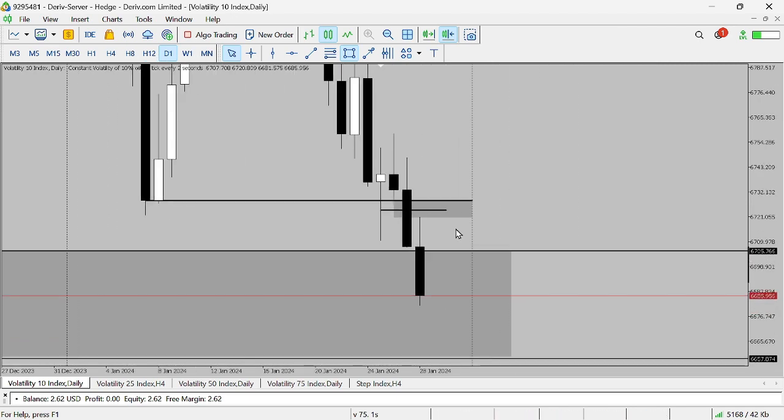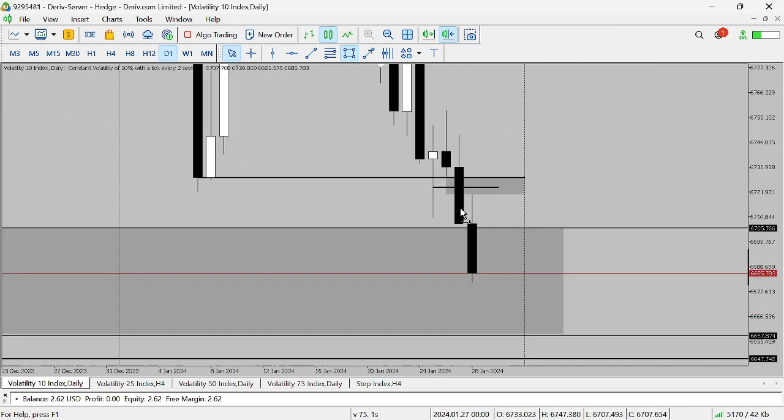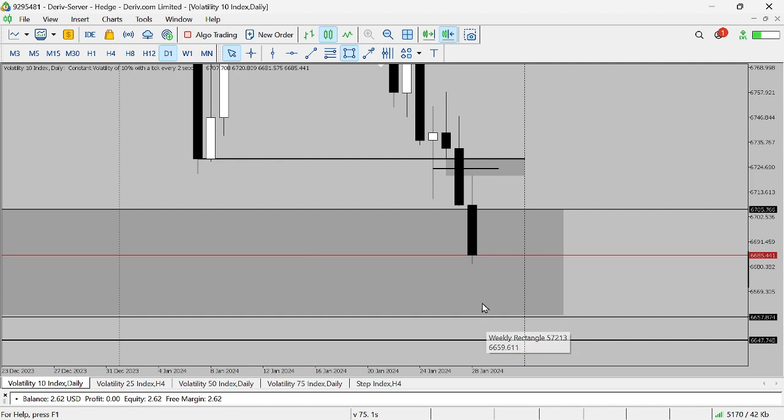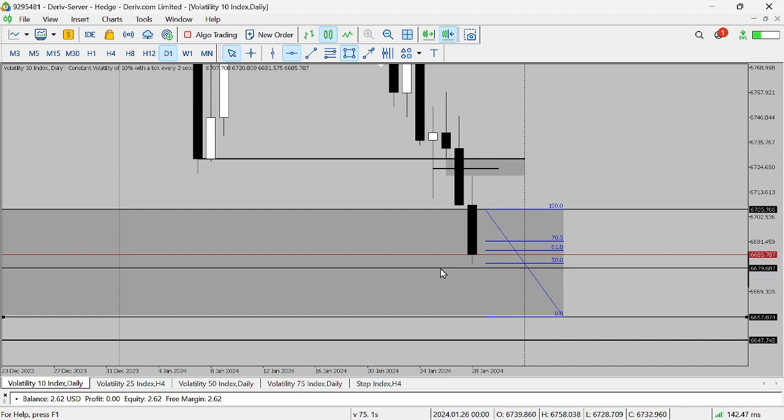Now, areas where I would like to take possible buys: 50% of this fair value gap can give some possible buys. Oh, here's my Fibonacci. And right now we are already reacting from 50% of the fair value gap on the weekly to the tip.